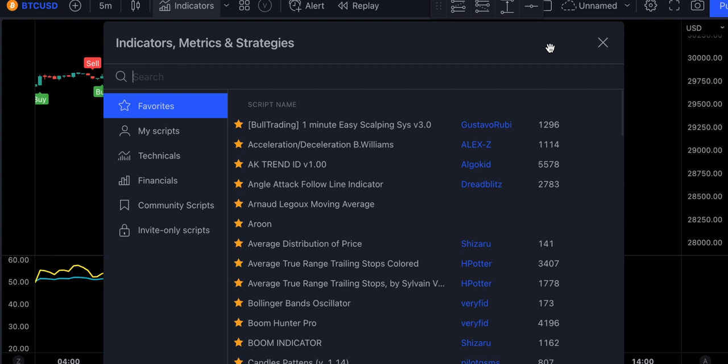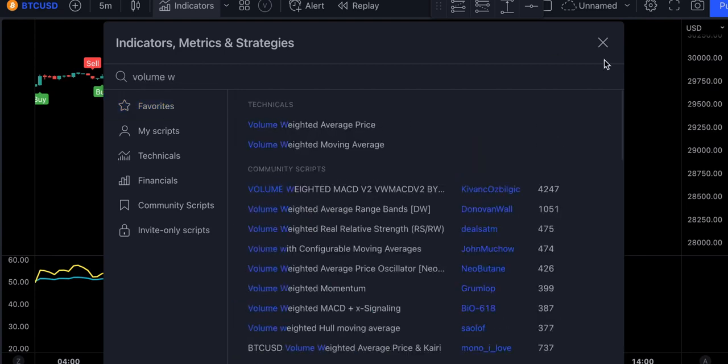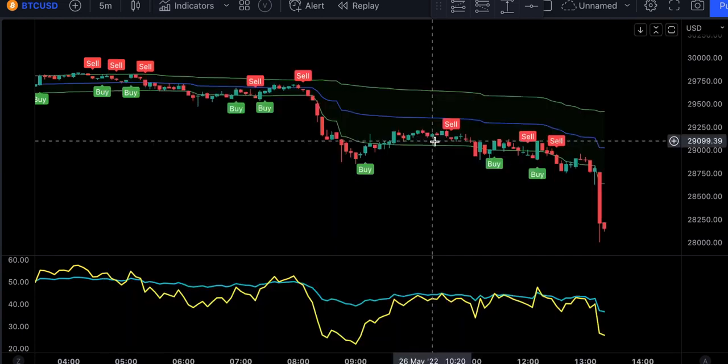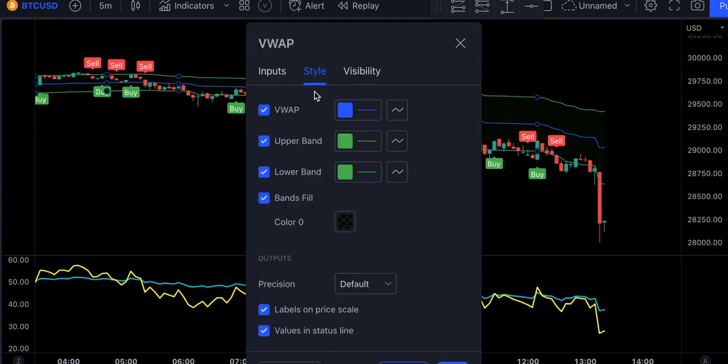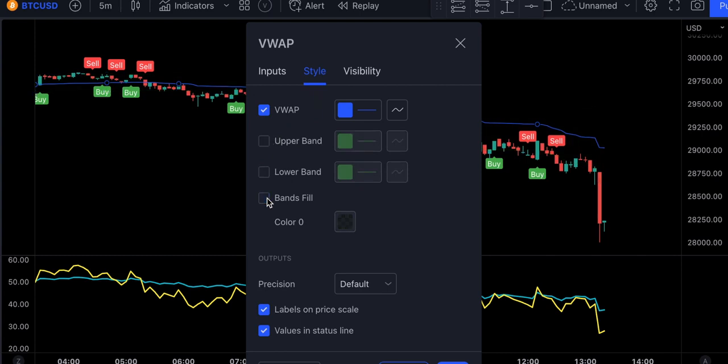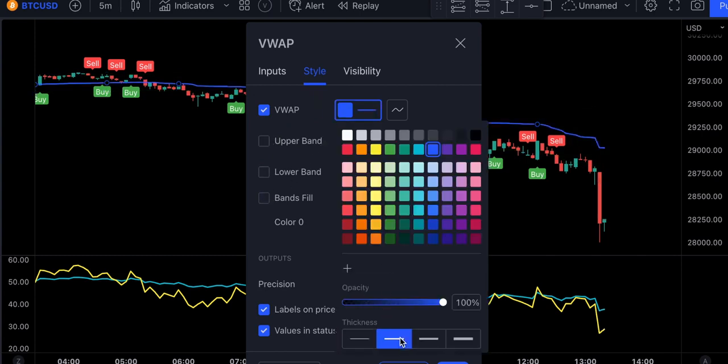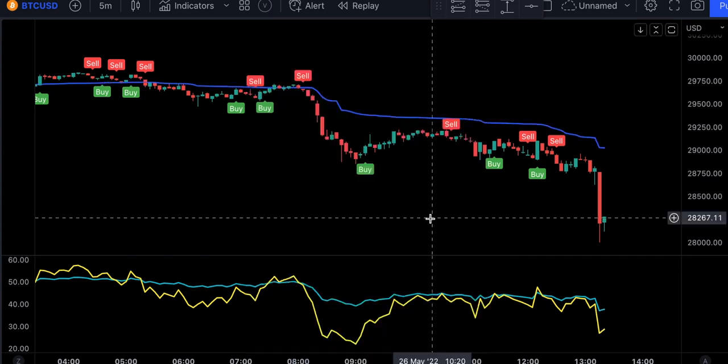The indicator is called volume weighted average price, and we're going to need to make some minor adjustments to this indicator. So in the style section, let's remove these upper and lower bands and the bands fill. We will also make the VWAP a bit more visible. Okay, the strategy is ready.